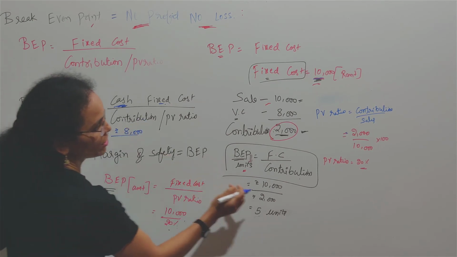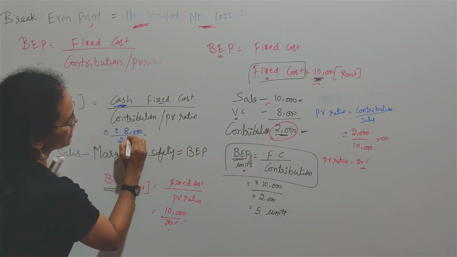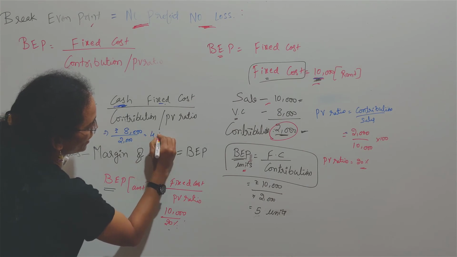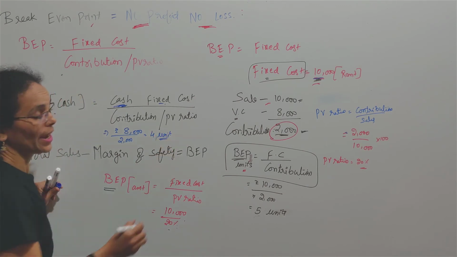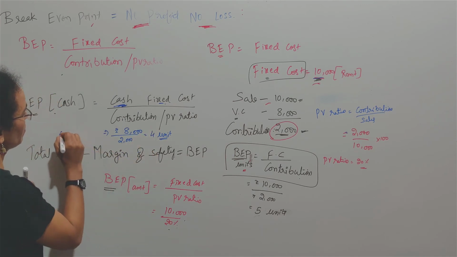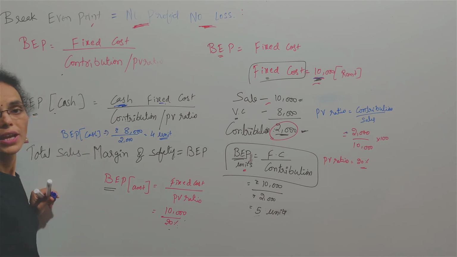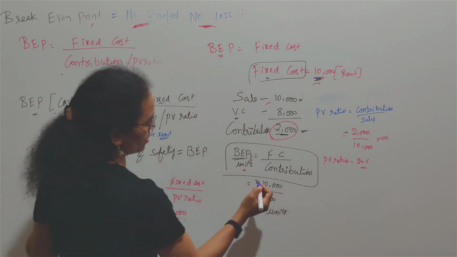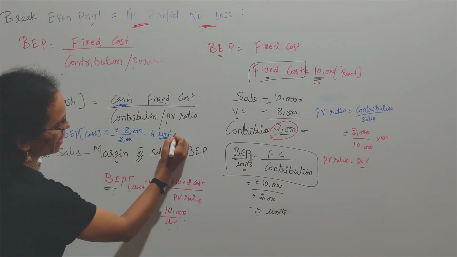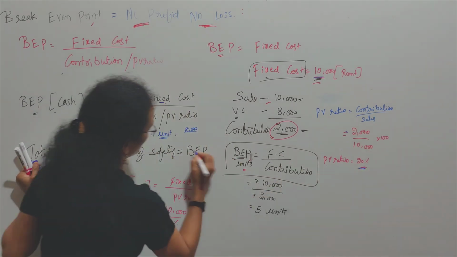Then contribution: how much did we get? 2,000 rupees. In the sense, I need to sell at least 4 units to get my cash break-even point. If I need it in terms of amount, the same formula: 8,000 rupees divided by 20%.